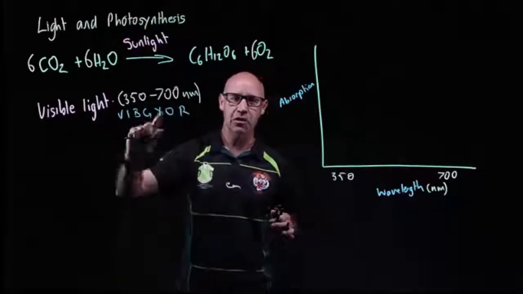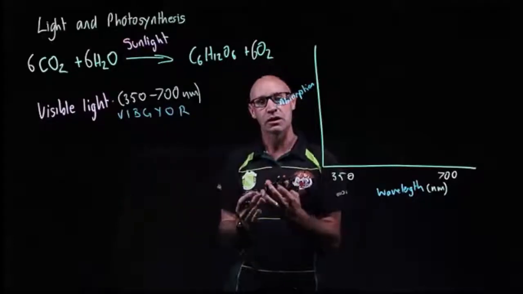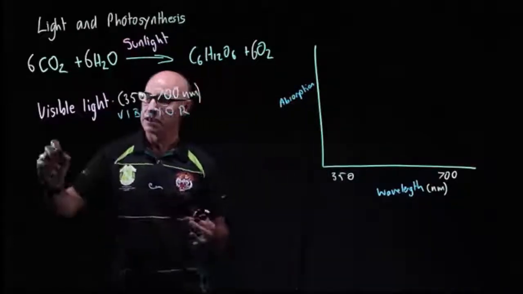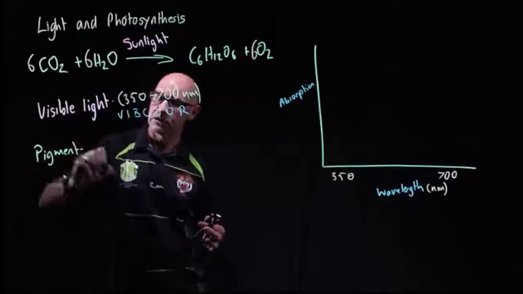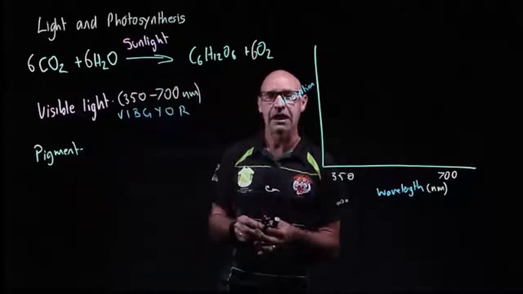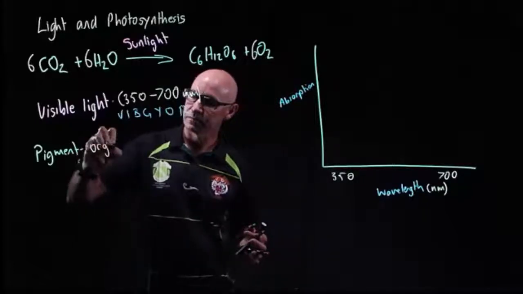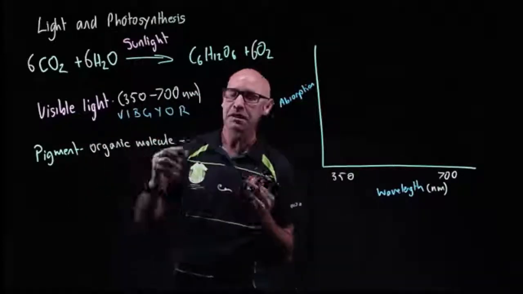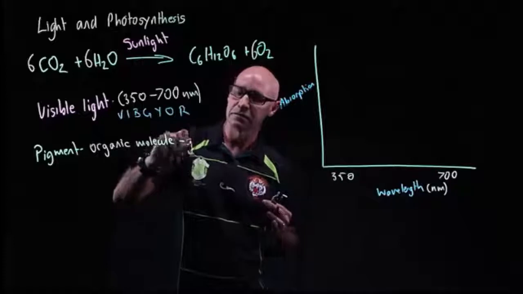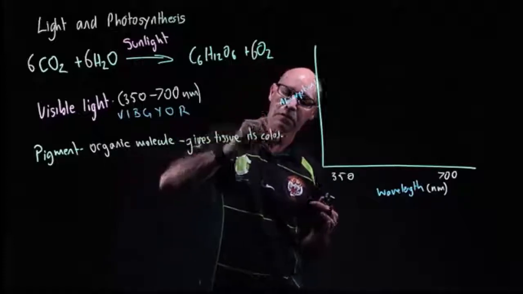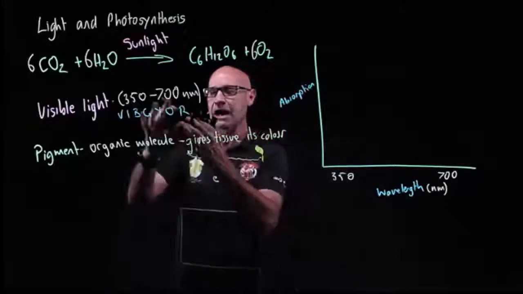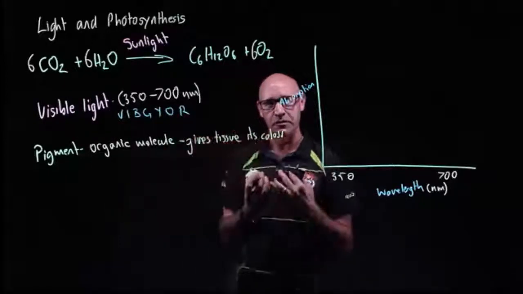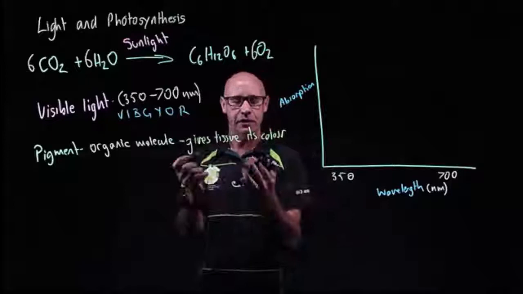So visible light is what is captured by pigment in our plant and our other producers. So a pigment is an organic molecule. So a pigment gives tissue its colour, and it does that by the part of the spectrum that it absorbs and the part that it reflects.